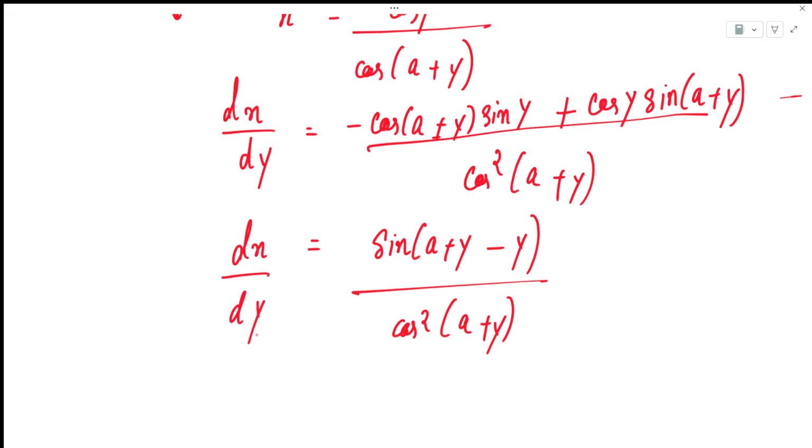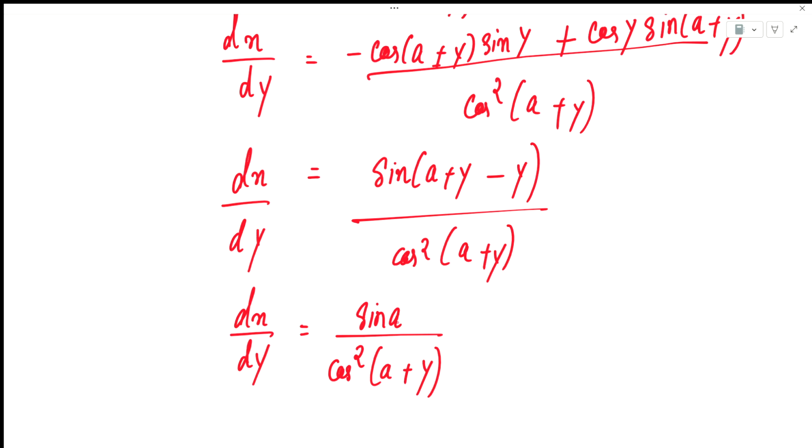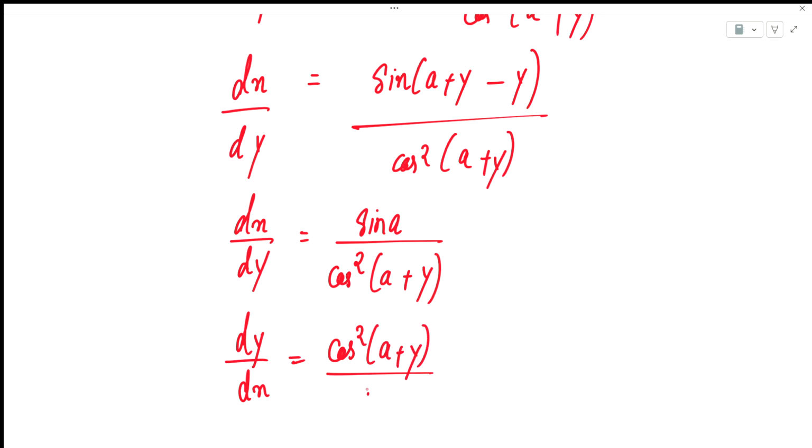So this will give me dx by dy, which is sin a divided by cos square (a plus y). So if you take the reciprocal over here, dy by dx is cos square (a plus y) upon sin a. So if you see, this is my answer. So we'll move to the next question.